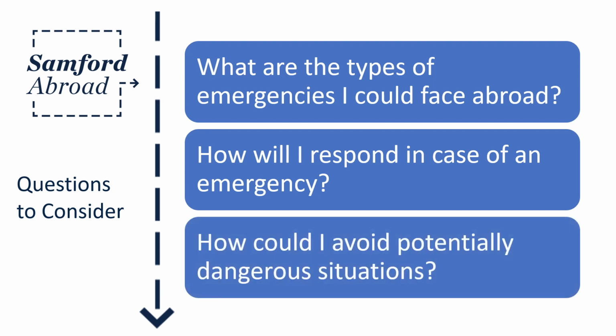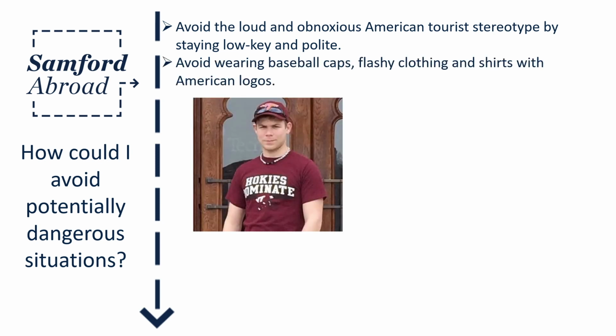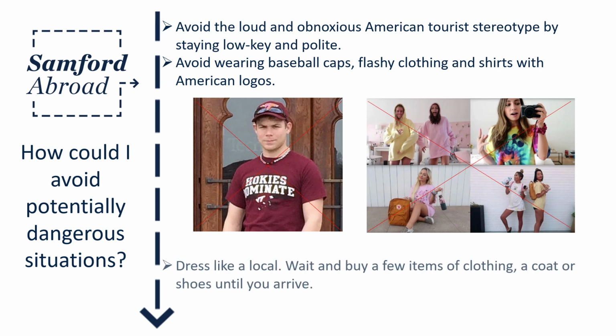And as I've been speaking to the insurance, there are potentially dangerous situations that you need to think about now and plan on the ways that you're going to avoid those. For example, try and avoid the loud and obnoxious American tourist stereotype. You want to try and have a low-key profile, so do not be this guy. Wearing baseball caps or flashy clothing or shirts that have obvious American logos will make you a target. So try not to draw attention to yourself in these ways.